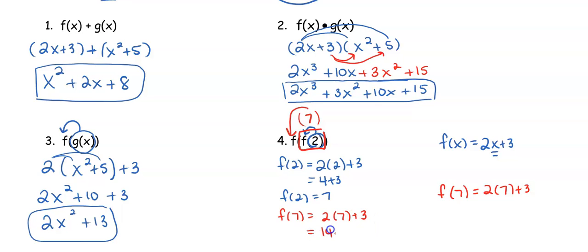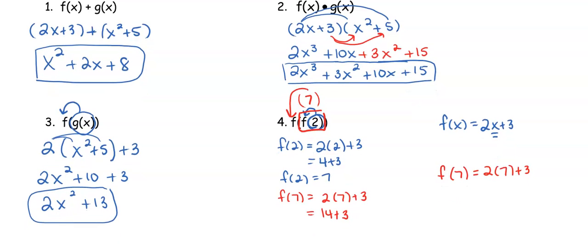So that gives us 14 plus 3. We don't have any variables left because we're multiplying everything out. So we end up with f of 2 is 17.